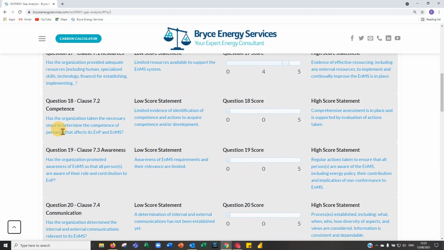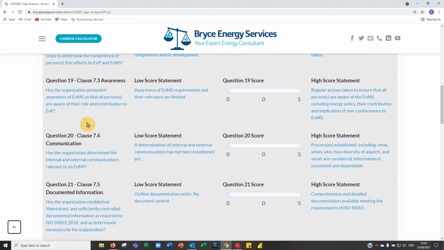Competence. Has the organization taken the necessary steps to determine the competence of persons? So, are the people trained to do it? This is where HR need to get involved. The competency matrix, so bolted on to your health and safety training. You have your energy management system training. What do the staff need to know in order to be able to achieve the energy management system?